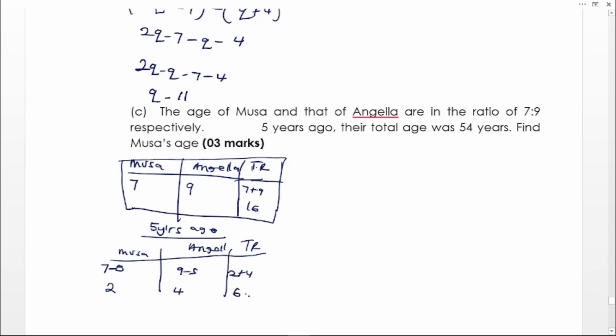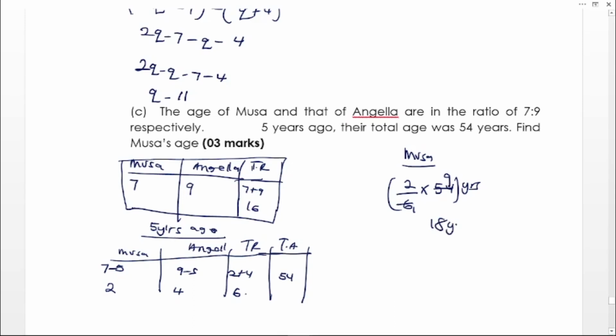Now when you add these parts, the total age here is 54. Then we need to know how old is Musa. Musa 5 years ago was 2 parts out of 6 parts times the total age they had, which is 54 years here. By 6, how many 6s are in 54? 6, 12, 18, 24, 30, 36, 42 that is 7. Then 48, that is 8. Now this is 9. So 9 times that one, which is 18 years ago.